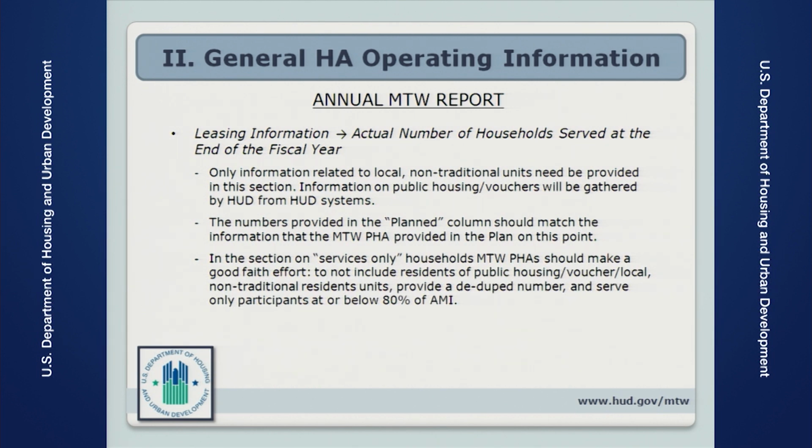So we ask that, to the extent possible, a deduped number be provided, and we remind agencies of the parameters: we would like only participants at or below 80% of AMI to be eligible to receive these kinds of services. So just a reminder there of what the eligible population to report here would be.